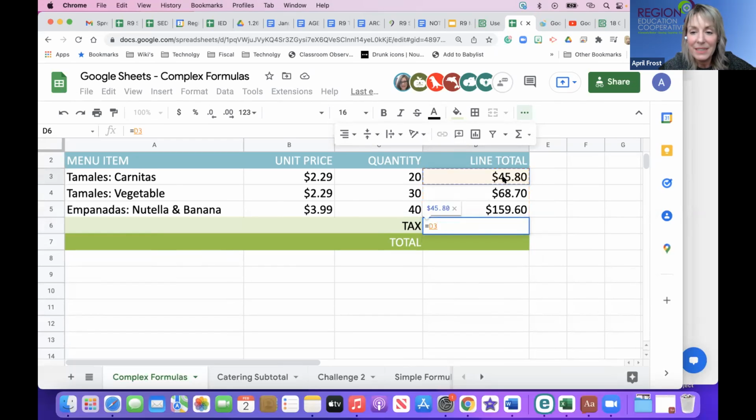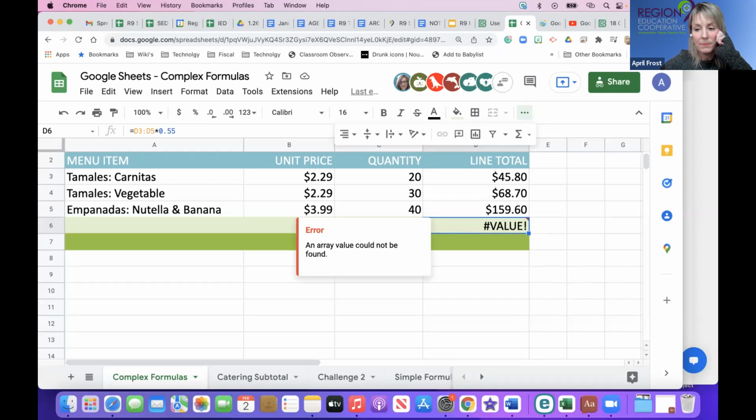I'm going to take this and drag it down, so I have D3 summing out to D5, and then I'm going to multiply it by a percentage. I'm just going to do 0.55. I'm tabbing or entering over. Okay. Boom. It did not understand what I was trying to do. Why do you think that it gave me a horrible error of value sign? What am I missing up here?